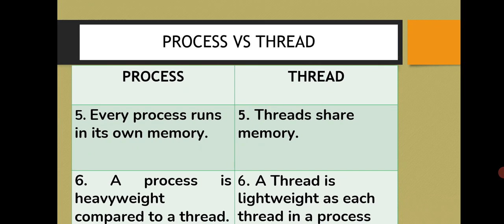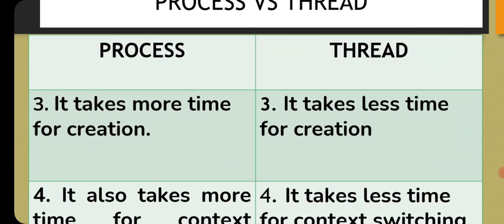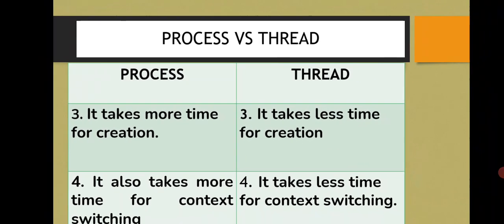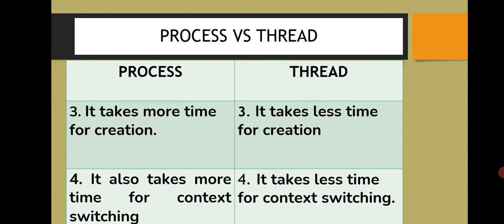Next difference is process takes more time for creation, but thread takes less time for creation. Next difference is process takes more time for context switching, but thread takes less time for context switching.